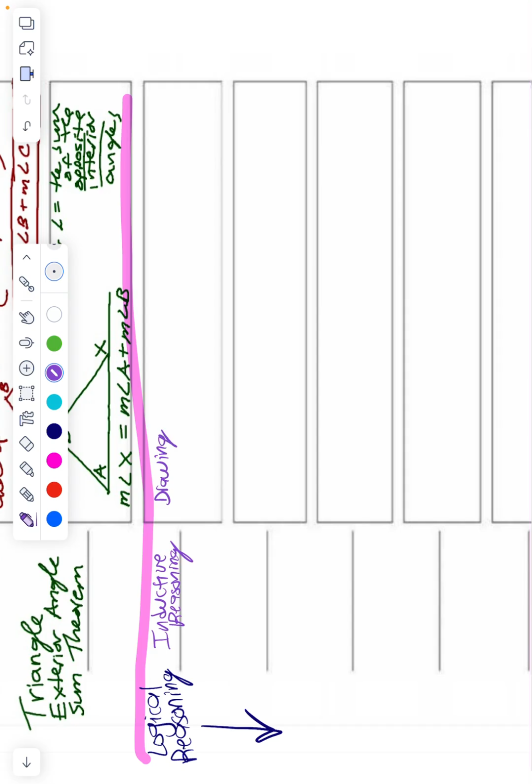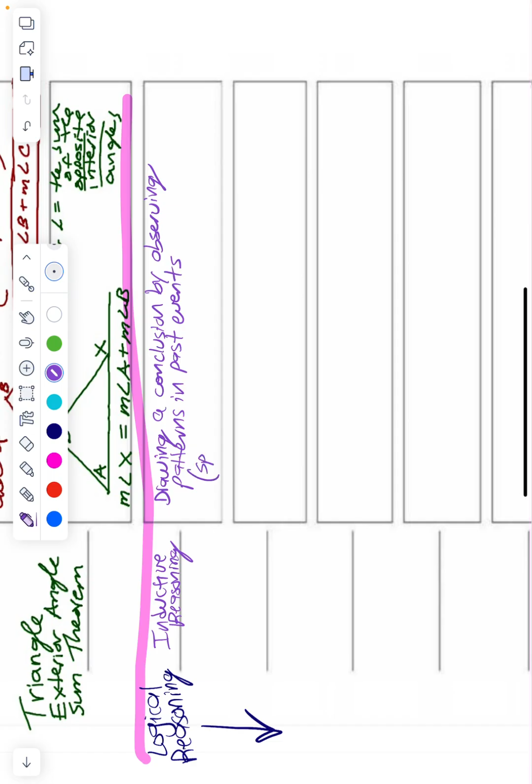So we're drawing a conclusion by observing patterns in past events. This is specific to general, meaning we're observing specific cases and making general conclusions about it.